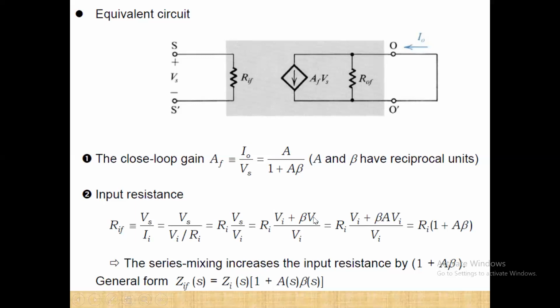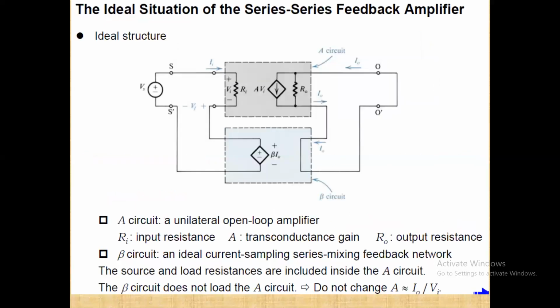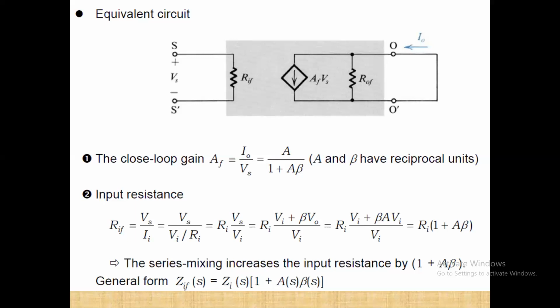And Vs can be again written as Vi plus Vf, and Vf is beta V naught, and V naught is the value A Vi itself. With V naught replaced by A Vi, Vi you can take out common, Vi and Vi cancel, and we are left with 1 plus A beta multiplied by Ri.